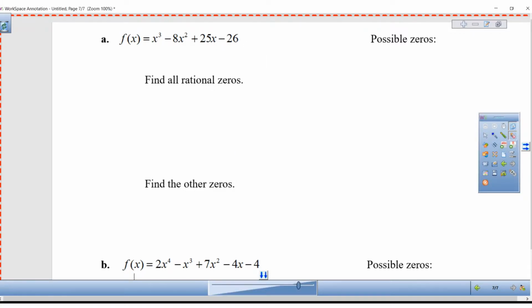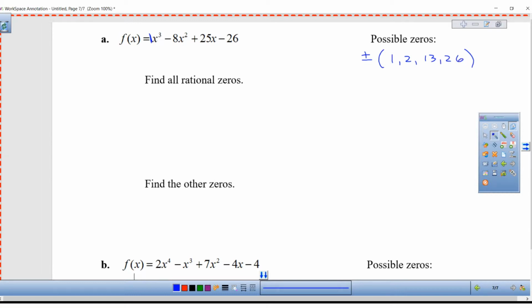No, okay? So possibles are going to be plus or minus. What goes into 26? 1, 2, 13, and 26. Okay, I think that's it. The leading coefficient's a 1. What goes into a 1? Just a 1. I could put a 1 on the bottom, but that doesn't do me any good, and then I'm going to have to rewrite it. So I may as well just keep it the way I had it. 1, 2, 13, and 26.